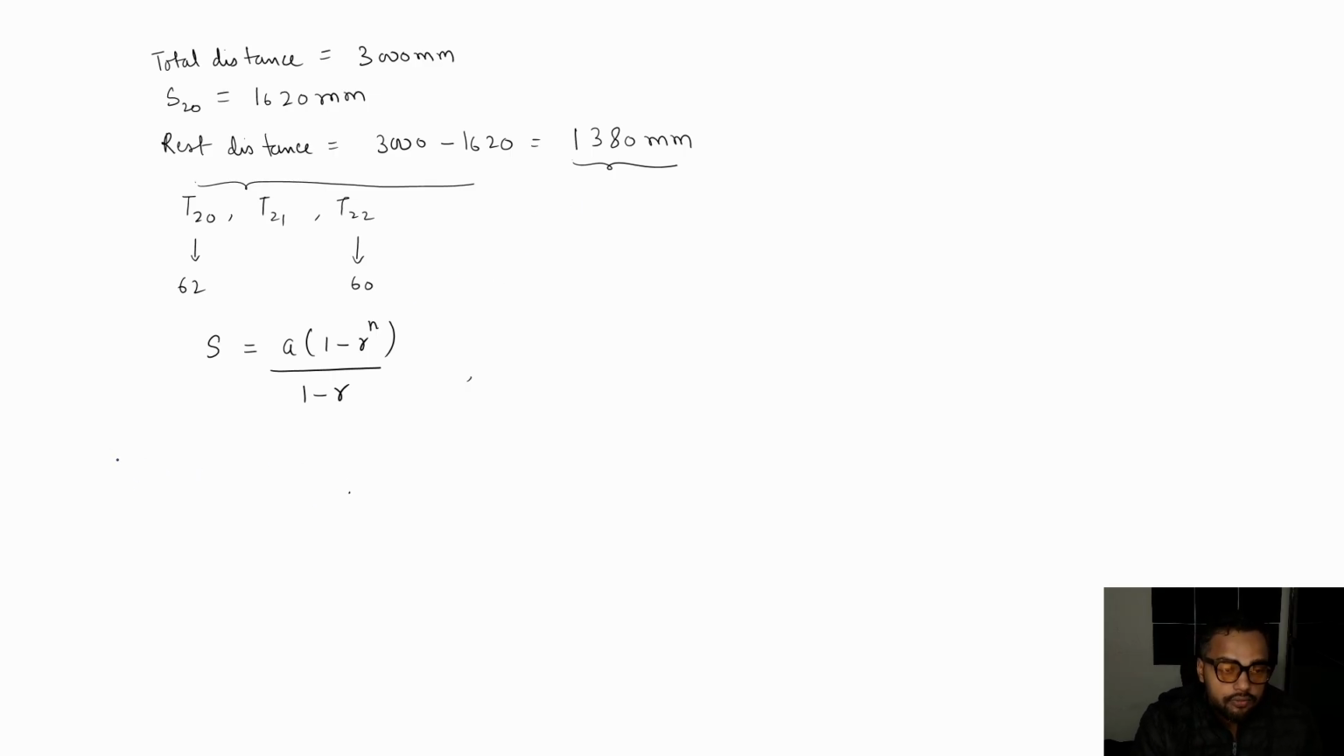So we need to apply the formula of geometric sequence, that is given by S equals a1 (1 − r^n) upon (1 − r), which we have written already, students. So what we need to do is find the remaining distance left, that is 1380. So 1380 is the remaining distance. So it must be less than or equal to a1 (1 − r^n), which we have already calculated here.